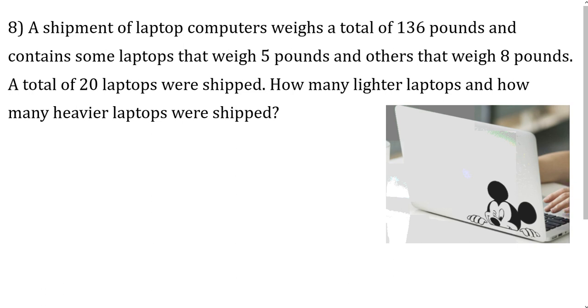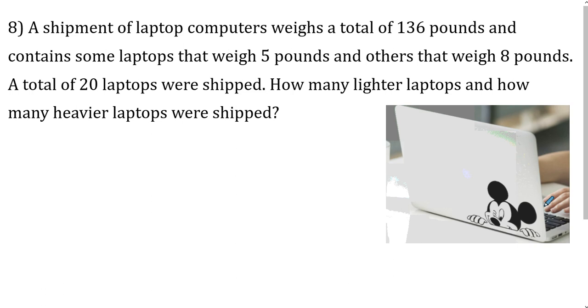Well, what do we know about the problem? We're talking about two different types of laptops: a 5-pound one and an 8-pound one. So if we're talking about lighter and heavier, lighter would refer to the 5-pound one because that's less than the heavier 8-pound laptop. Since we keep talking about those two types of laptops, we can start identifying the variables. Why don't we say X represents the lighter 5-pound laptops and Y represents the heavier 8-pound laptops.